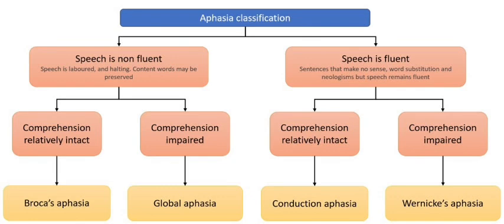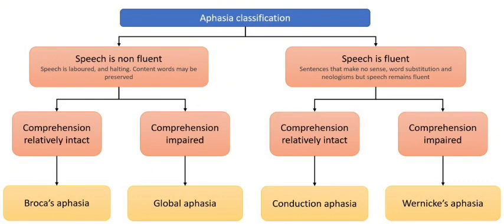Aphasia is classified based upon the speech and comprehension, that is, whether the speech is fluent or non-fluent, and the comprehension is intact or impaired. If the patient has speech which is non-fluent and the comprehension is relatively intact, then we can say that the patient has Broca's aphasia.